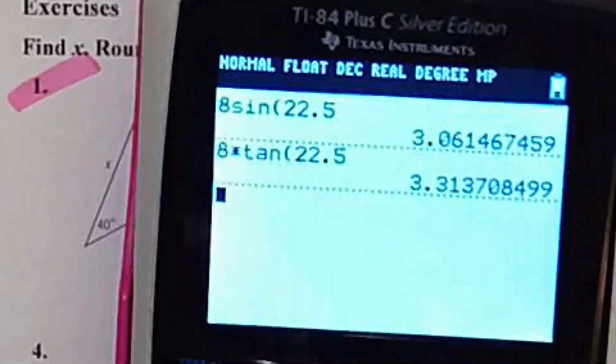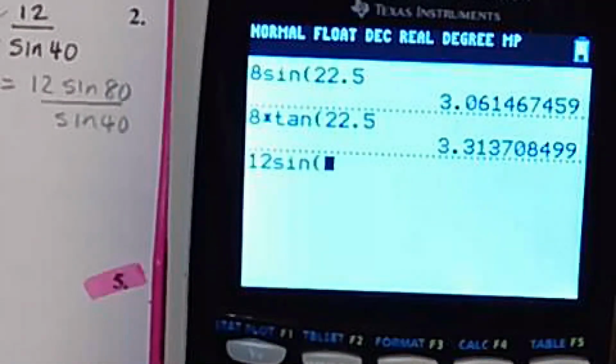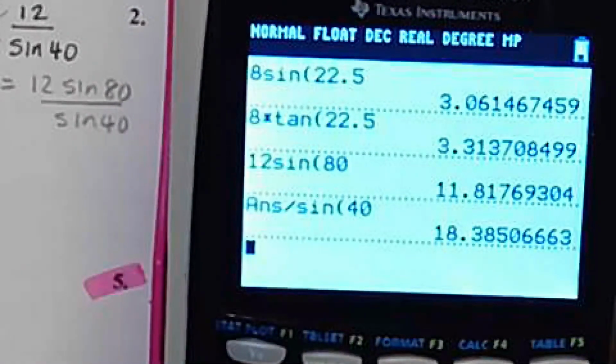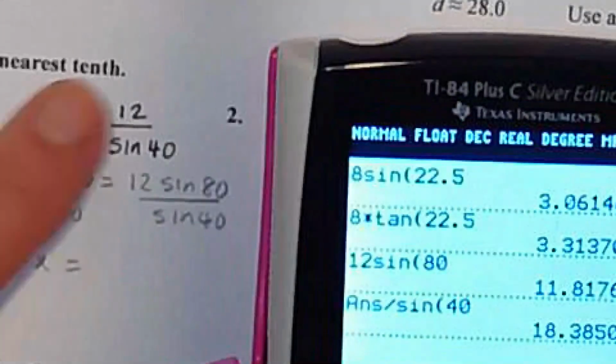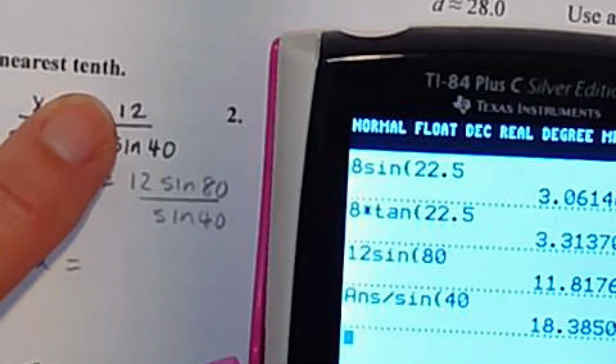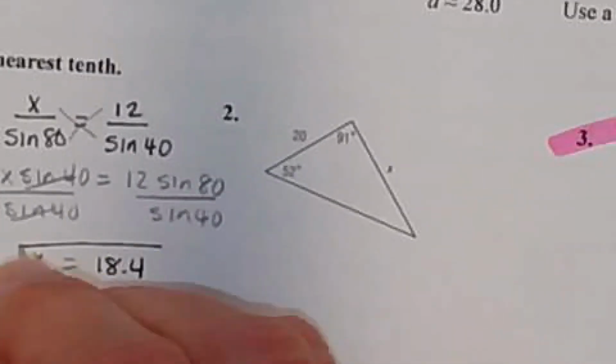So now the problem that I'm working out is 12 times the sine of 80, and you can end that parenthesis or hit enter right now. I like to hit enter. And then divide by the sine of 40. The reason I like to hit enter is because then I don't have to worry about missing a parenthesis. And your answer here is going to be 18 point, and then we have a lot of digits. So make sure that you double check what you're asked to round to. This problem, it's the tenths, so your answer will be 18.4. So x is equal to 18.4.